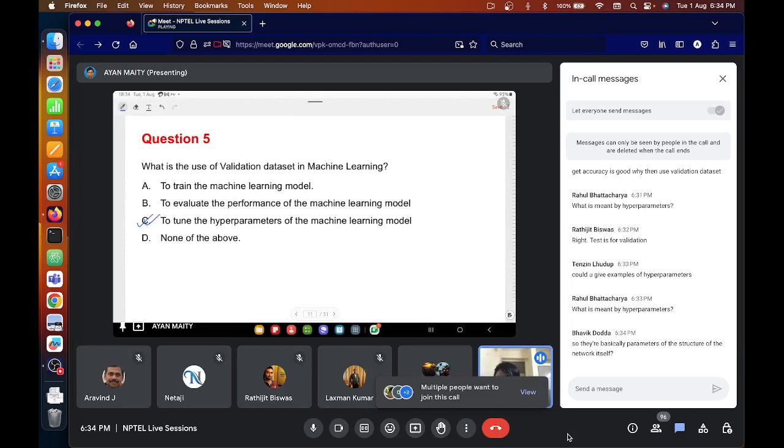So this validation dataset is different from the test dataset. You use the test dataset to find out the test accuracy or generalization error of your model, how good your model is with unseen new data. But the validation dataset you can use to fine tune your model further and improve it. So that is why option B is not the correct answer here. Option C is the correct answer. Option B, which is to evaluate the performance, that is why we use the test dataset.